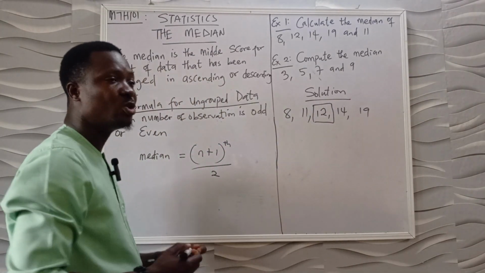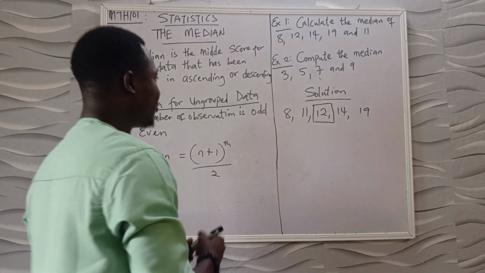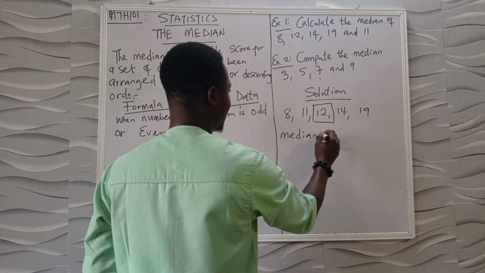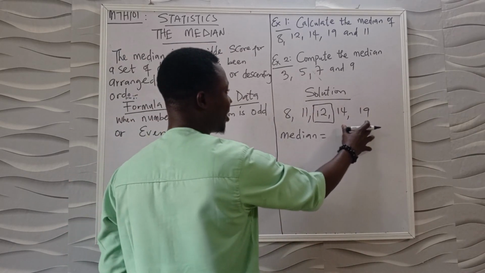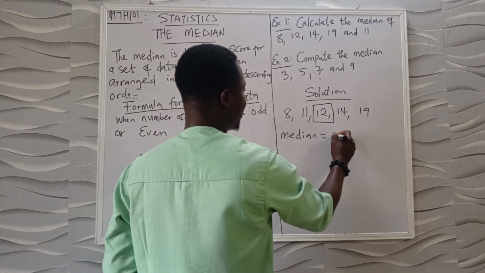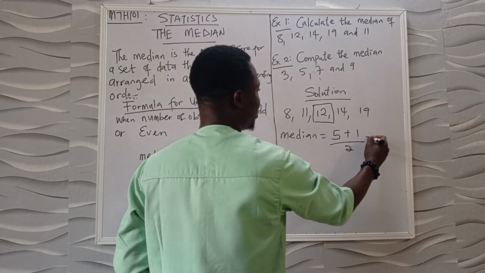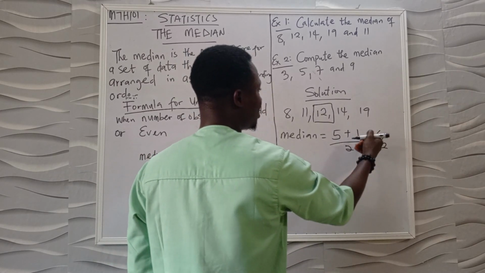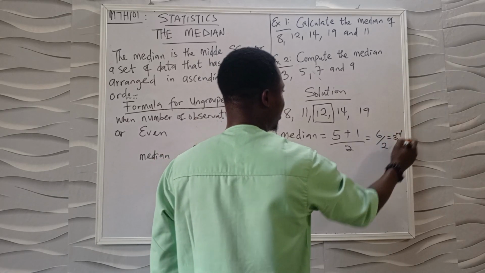But if we don't want to go through that route, we can say, okay, fine, let's use our formula. What is our formula? Median is equal to n plus 1 all over 2. N here is the number of data that we have, or number of observations. So we have 1, 2, 3, 4, 5. That is 5 plus 1 all over 2. So 5 plus 1 will give us 6 all over 2. 6 divided by 2 will give us 3, which is the third number.